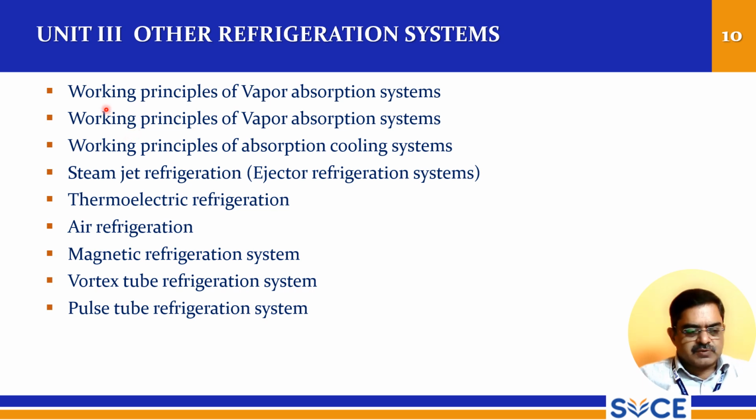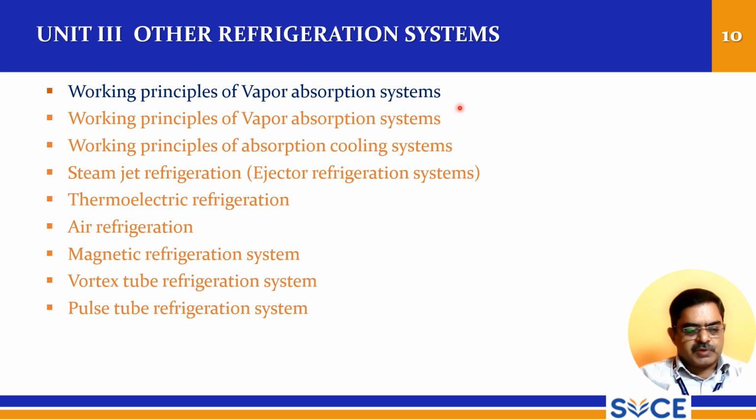Let us start with the first one, the working principles of vapor absorption system. First we cover the theory. Later we will see a few numerical problems, and then we will move on to the Electrolux type vapor absorption system. These are the contents of unit number 3. We are starting unit 3 today, and we are going to complete it in the coming 9 more sessions, discussing other refrigeration systems other than the vapor compression refrigeration system, which we covered in our earlier unit.